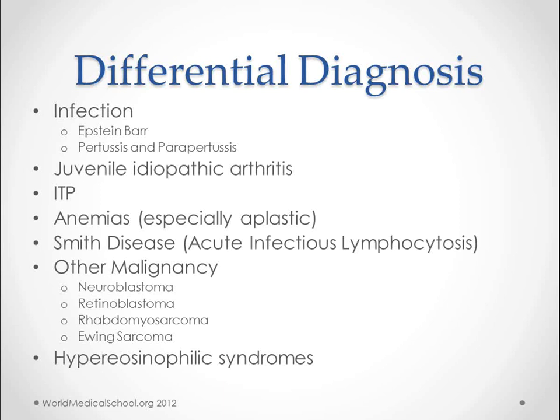So juvenile idiopathic arthritis is on the list because the bone pain might be close to the joints, and so it'll look like a joint pain. Idiopathic thrombocytopenic purpura is on the list because even though I didn't mention this in the presentation, they also can have petechiae. And since these kids are anemic, then all anemias need to be ruled out, especially aplastic anemia because of the thrombocytopenia that you see here too.